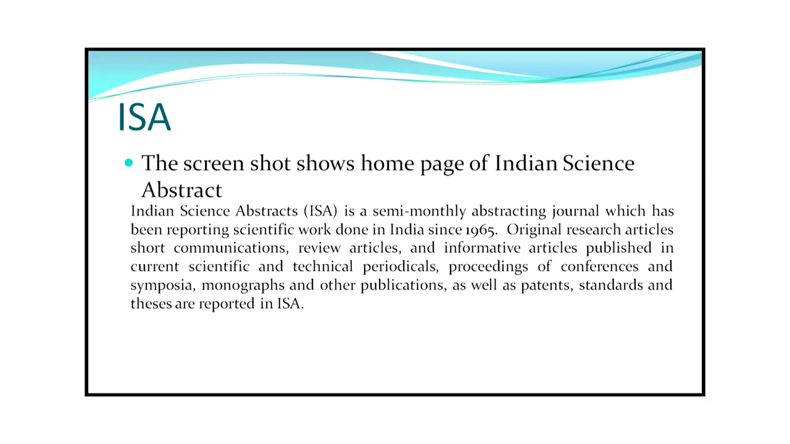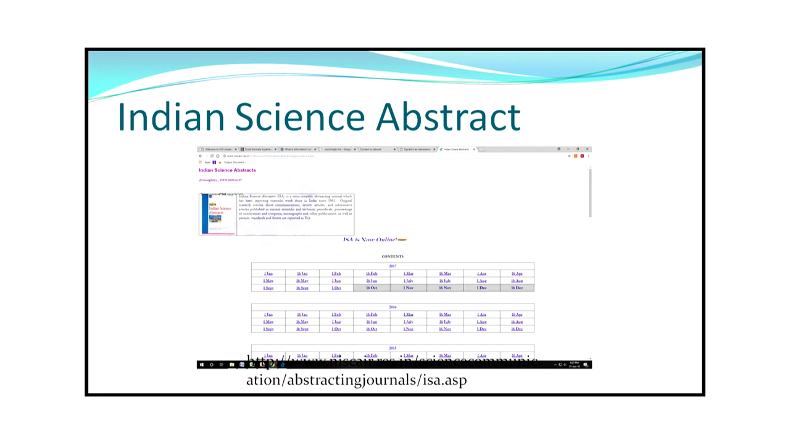The screenshot shows the homepage of Indian Science Abstract. Indian Science Abstract is a semi-monthly abstracting journal which has been reporting scientific work done in India since 1965. Original research articles, short communications, review articles, and informative articles published in current scientific and technical periodicals, proceedings of conferences and symposia, monographs and other publications, as well as patents, standards, and theses are reported in Indian Science Abstracts. On the screen, you can see the homepage of Indian Science Abstract, which is published by NISCIA.